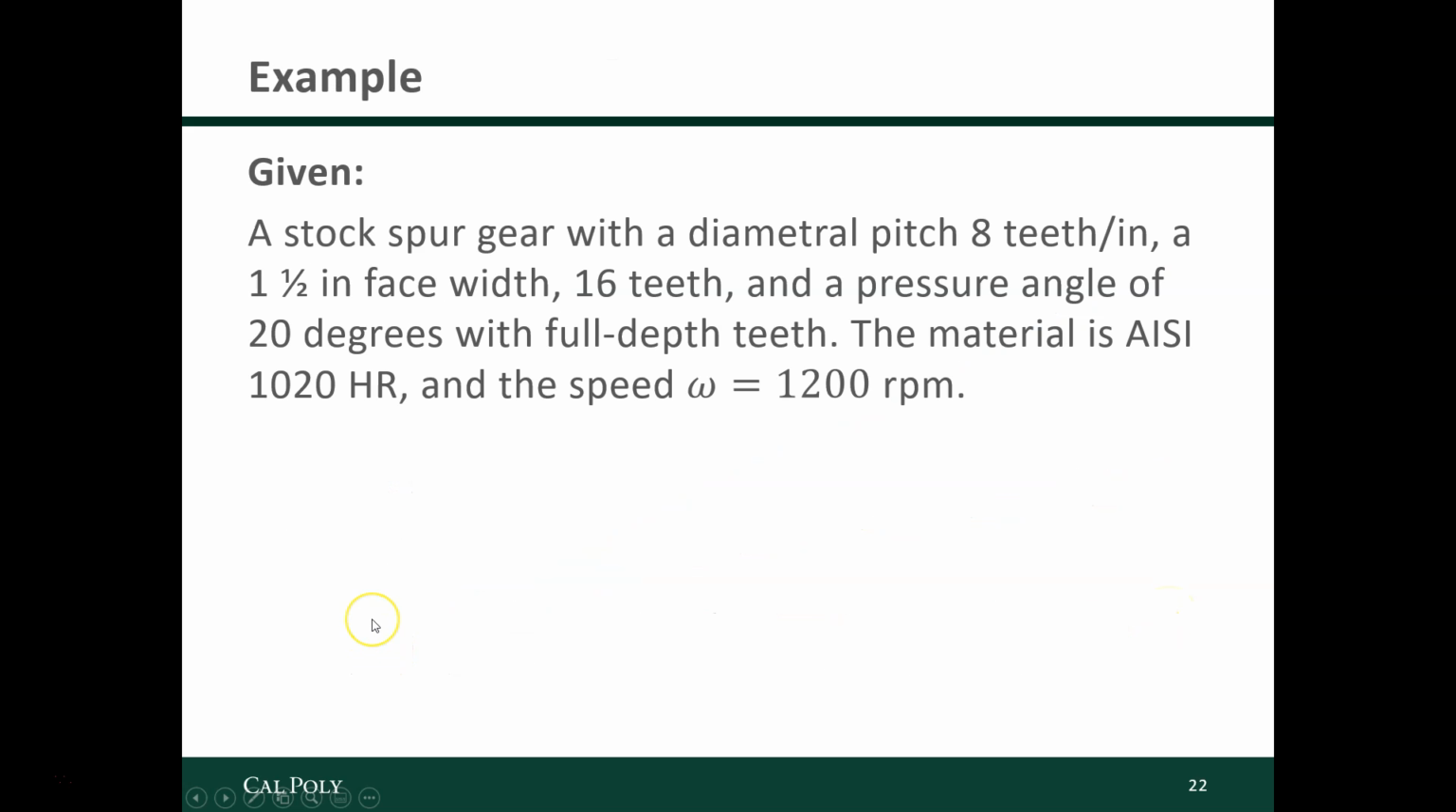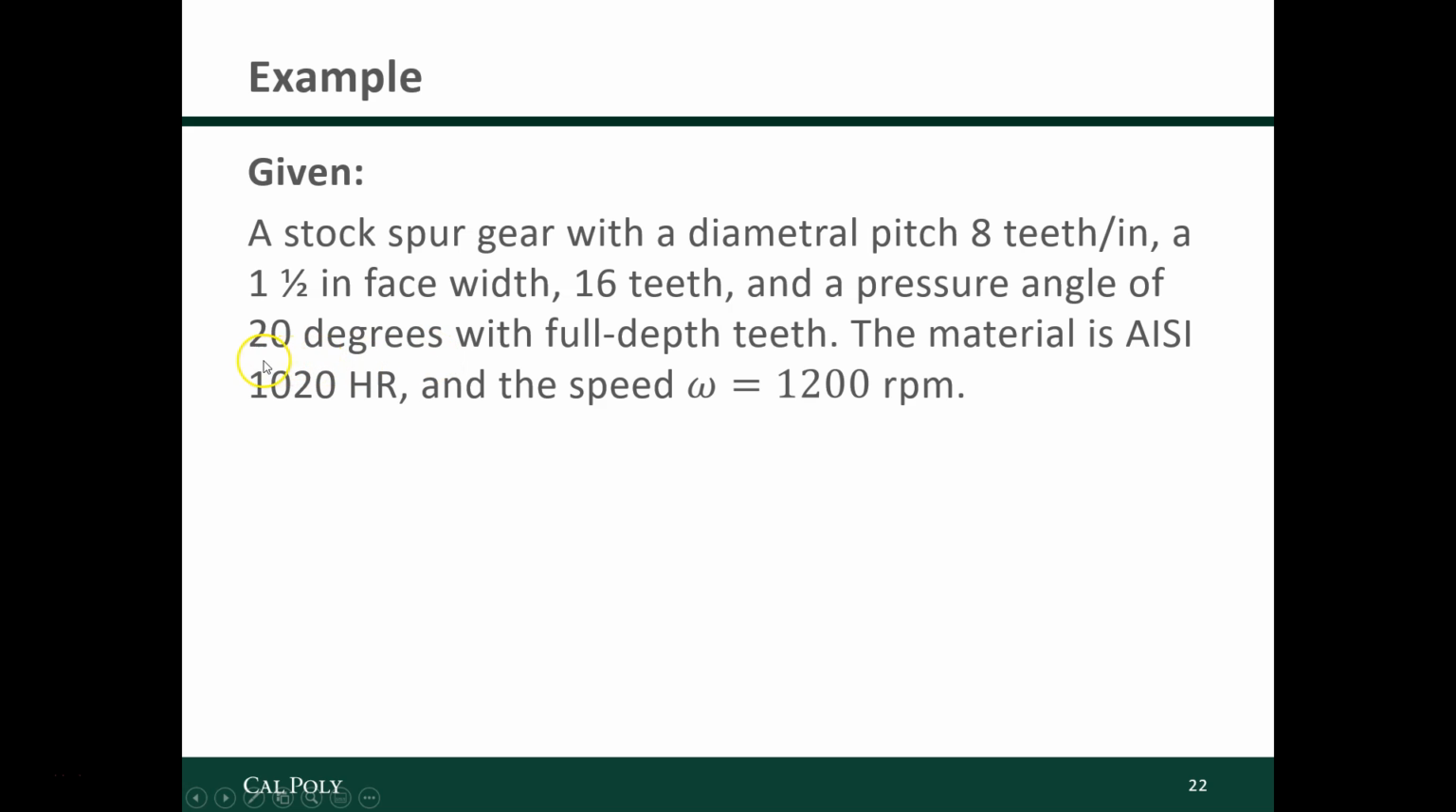Okay, so let's do an example. We've got a stock spur gear. It has a diametral pitch of 8 teeth per inch, so that's capital P, 8 teeth per inch. A 1 1/2 inch face width. We usually use the symbol capital F for that when we're talking about gears. 16 teeth, N is equal to 16. Pressure angle of 20 degrees.